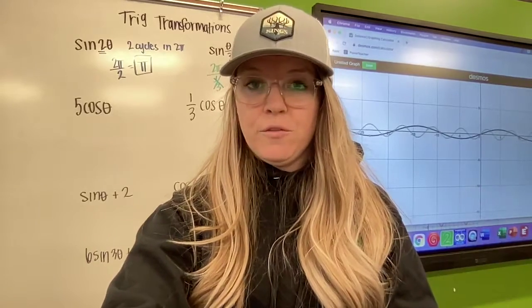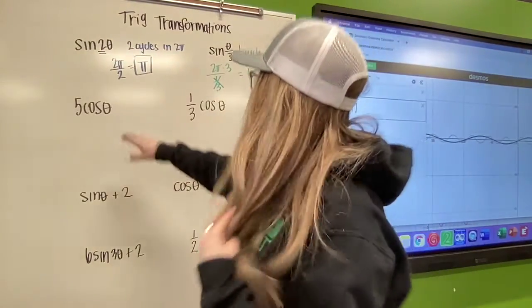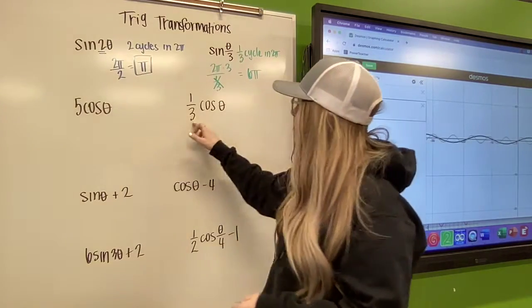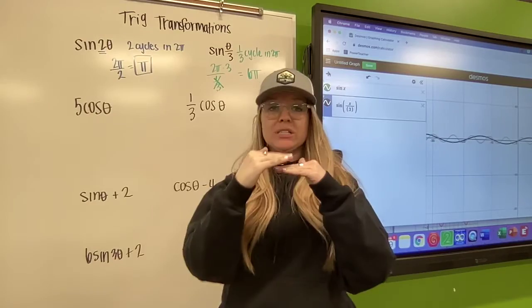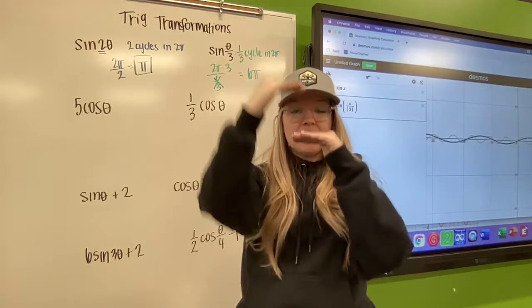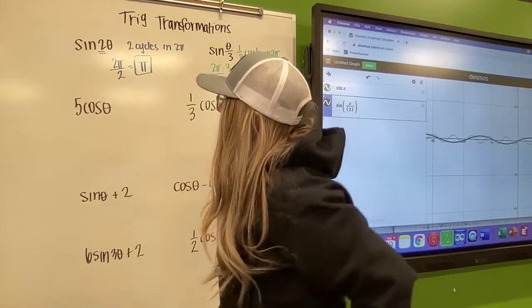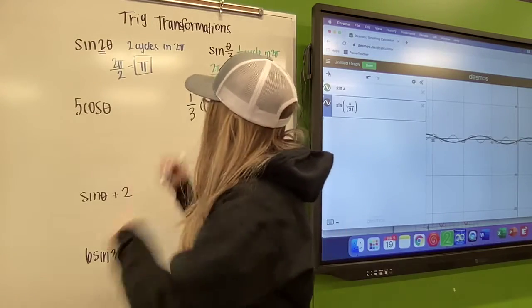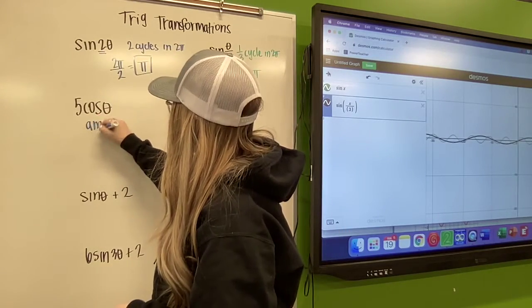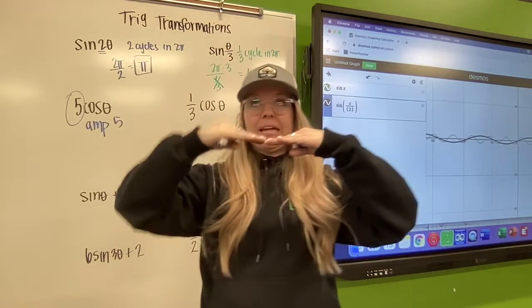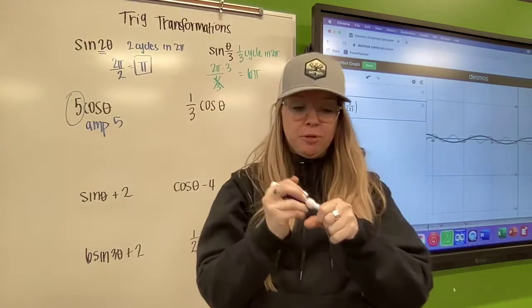All right, moving forward here. Now we're looking at a change of amplitude. So if we have a number out front, it's just going to stretch or compress our y values. So on this first one here, I have an amplitude of 5. What that's going to do from my midline, I'm going to go 5 above and 5 below.